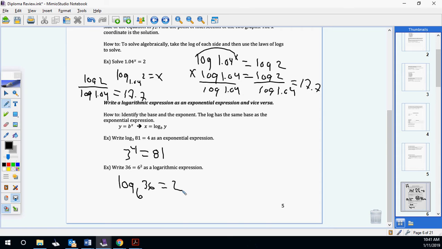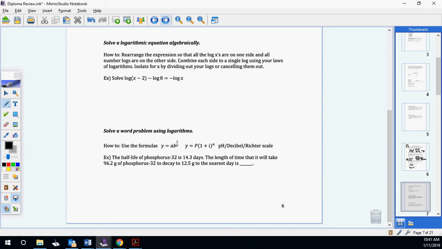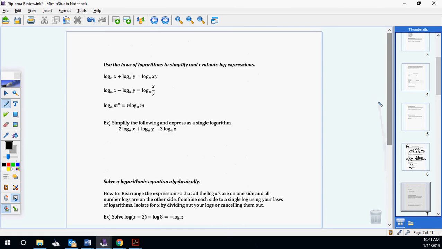Okay. As we move forward here, move to your log laws now. Okay, so remember your log laws. Addition is the multiplication of an argument. Subtraction is division of the argument. Your exponent in the front is when you have an exponent on the argument. You can drop it out in front.